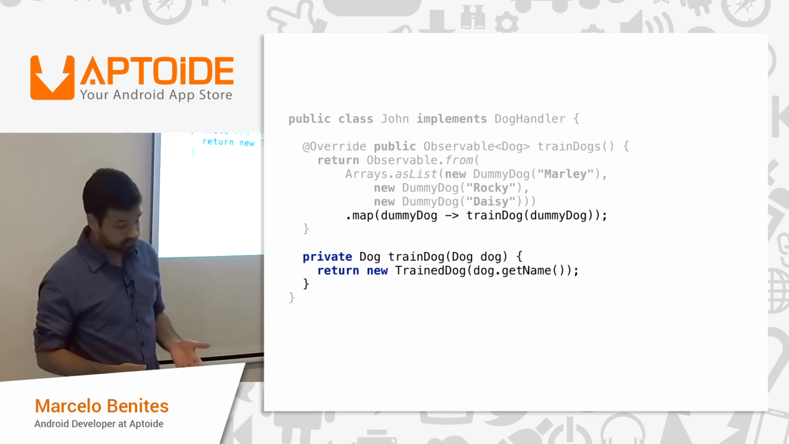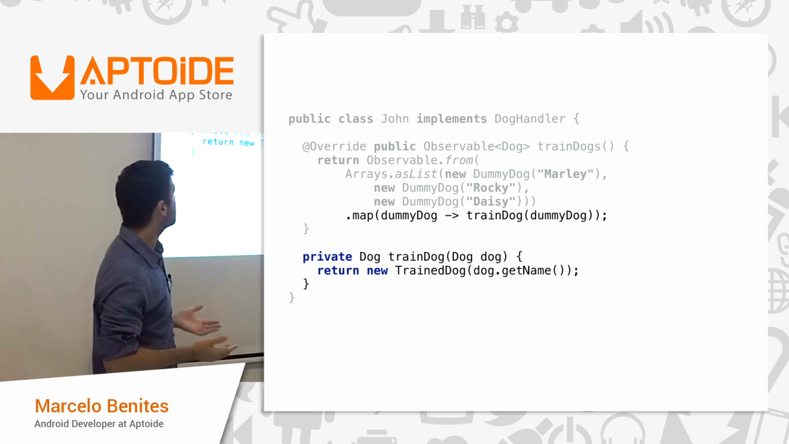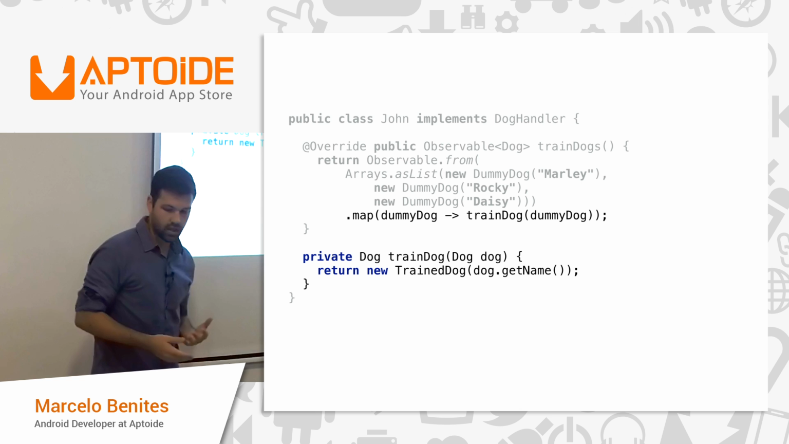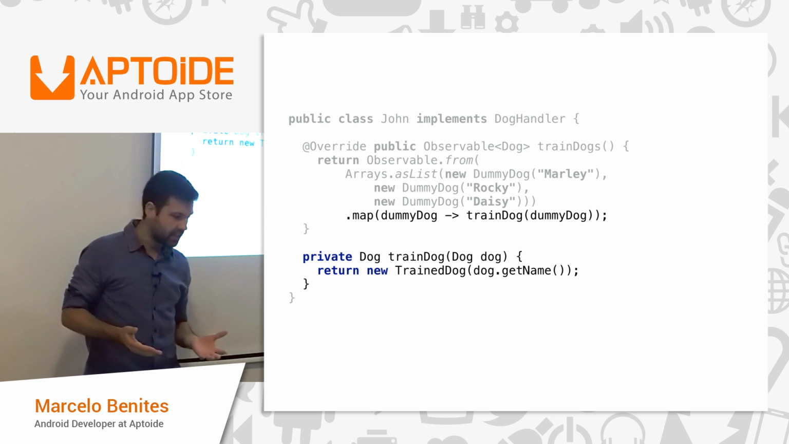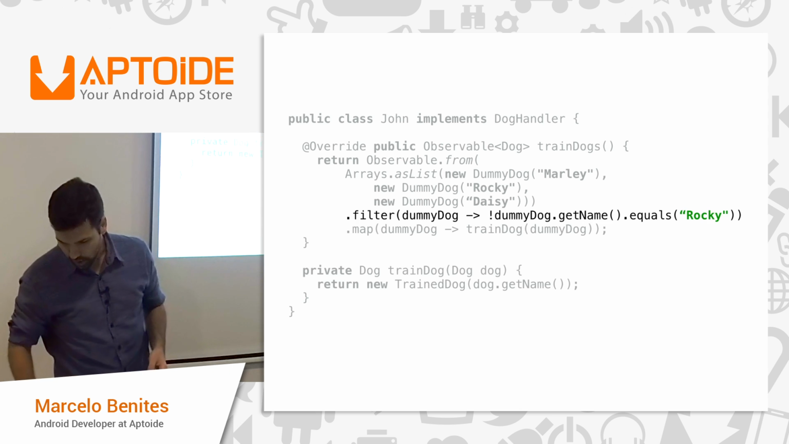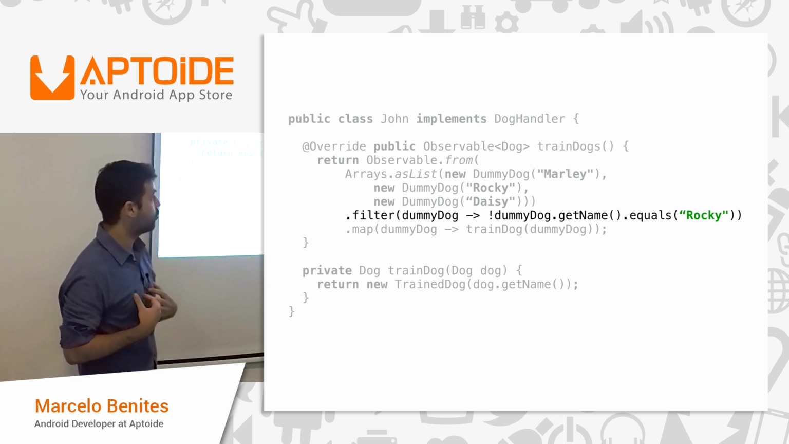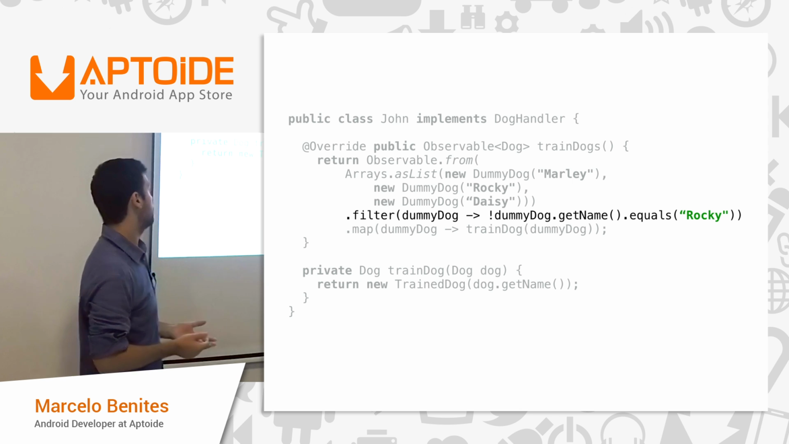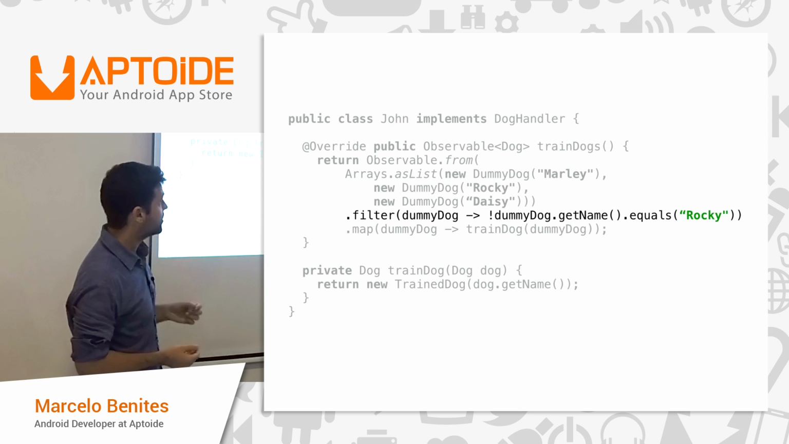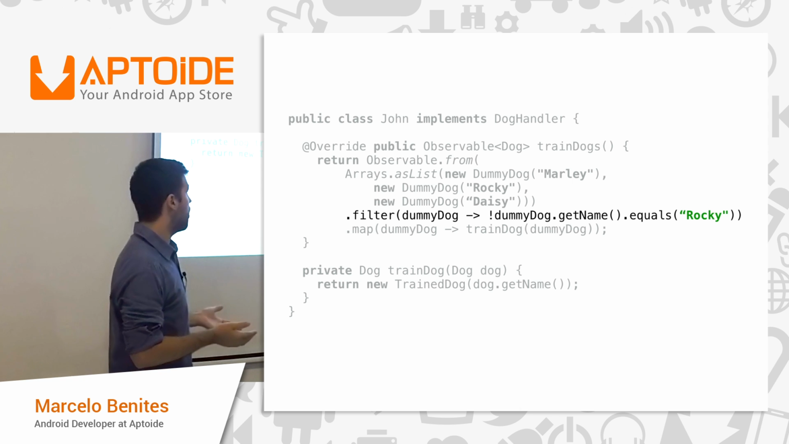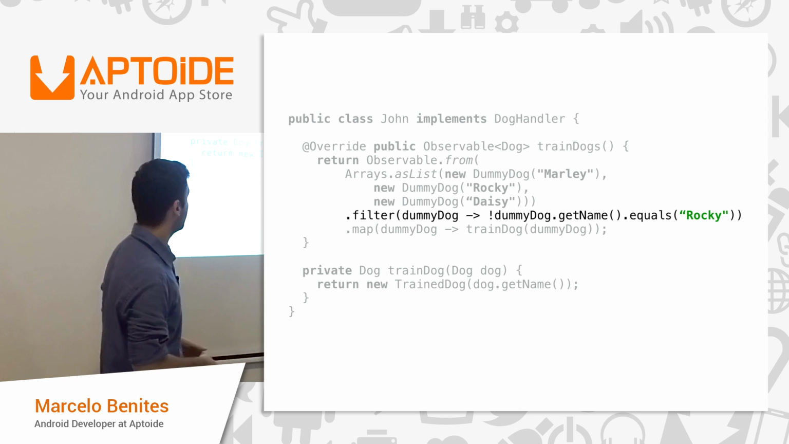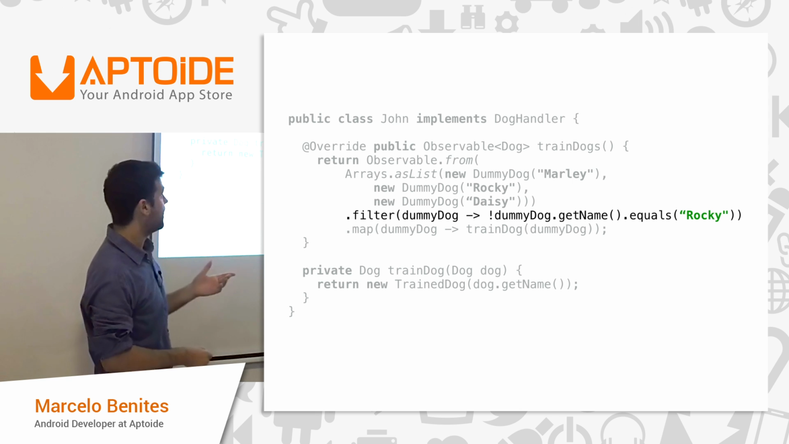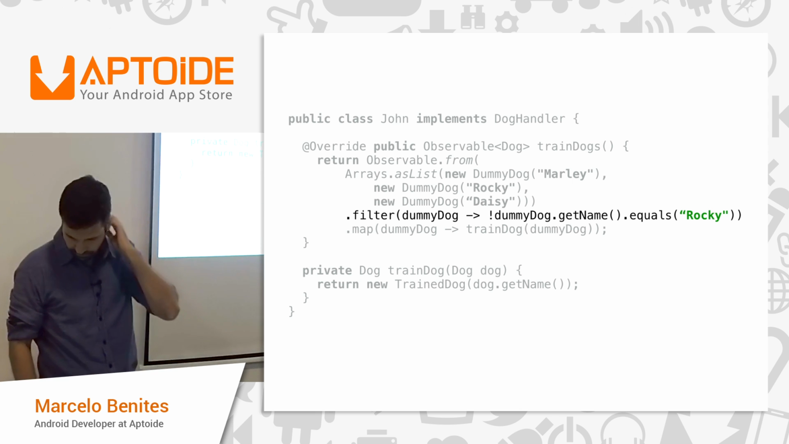So let's say that John doesn't want to train Rocky because Rocky fights too much. It's a complicated dog to train. So let's filter Rocky out, and so we don't need to train him. We are going to use a new operator called filter. So we receive a dummy dog, and we say, if his name is not Rocky, let's continue in the chain. So it will be mapped and will be trained. But if it's Rocky, it's going to be filtered out.